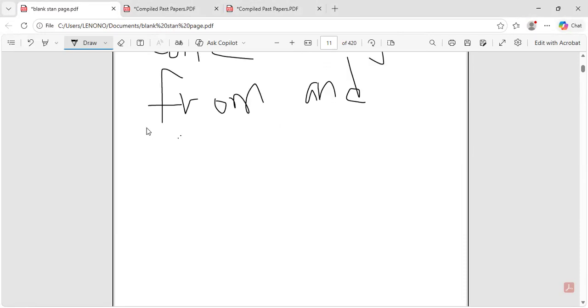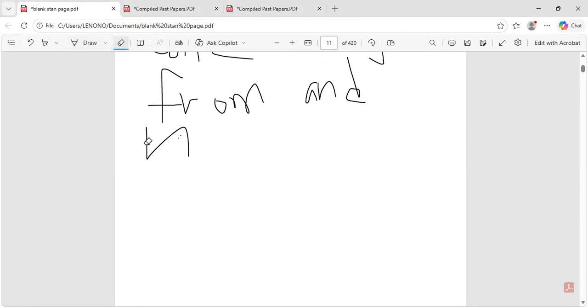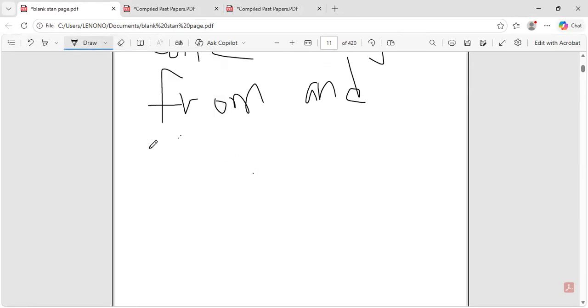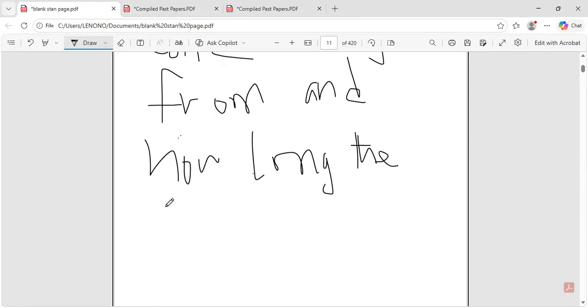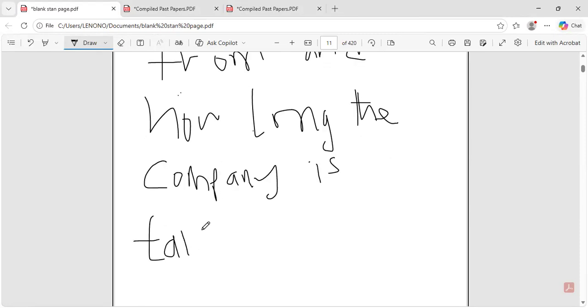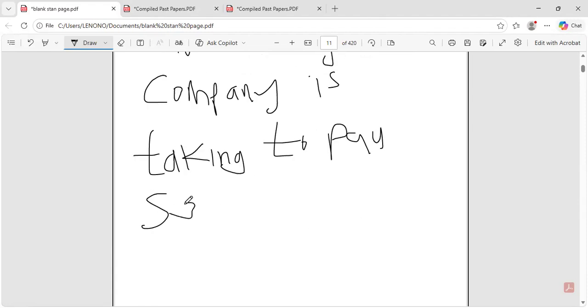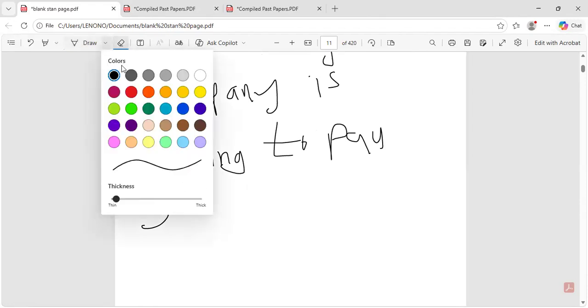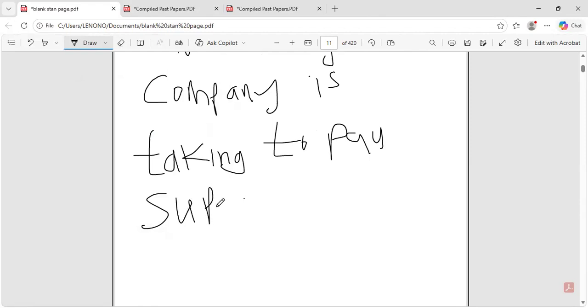and also show how long the company is taking to pay suppliers. So this is what goes on.